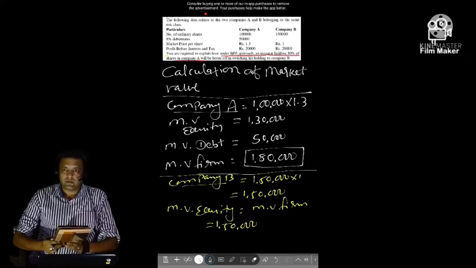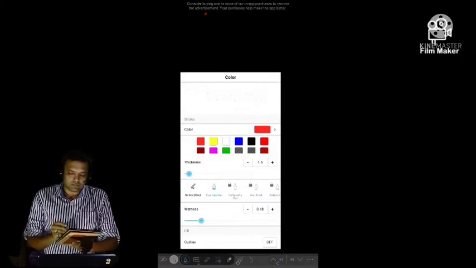And similarly for company B, as company B does not have any market value of debenture, the market value of firm equals the market value of equity. Both are the same, which is 1,50,000 shares multiplied by 1 rupee, and that comes to 1,50,000, which is the market value of equity, and the market value of firm, which is 1,50,000.